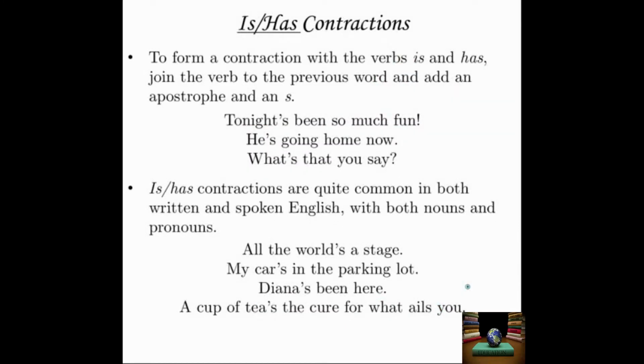All right, let's look at is-has contractions. Now, to form a contraction with the verbs is and has, you form those two different contractions exactly the same way. You join the verb to the previous word, and you add an apostrophe and an S in place of the I or in place of the HA.